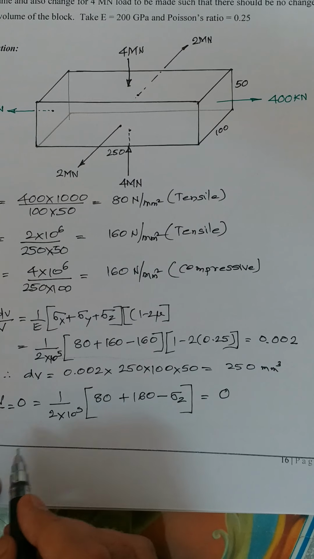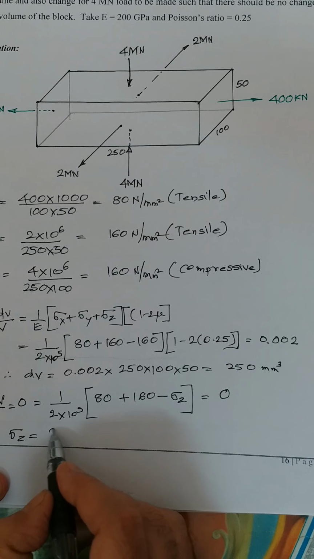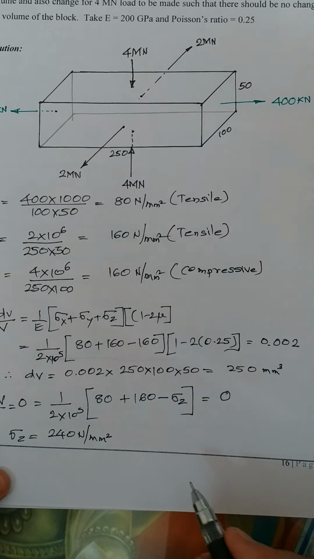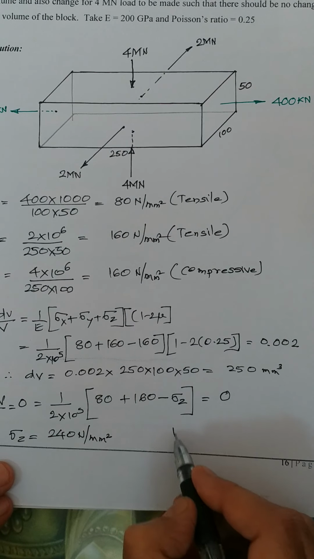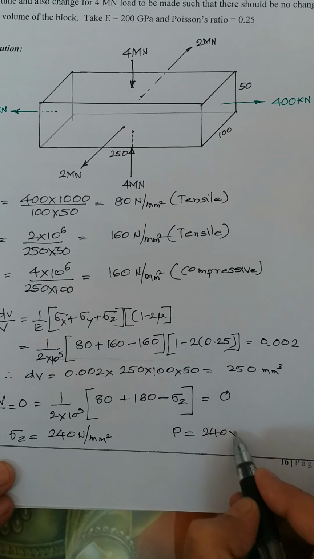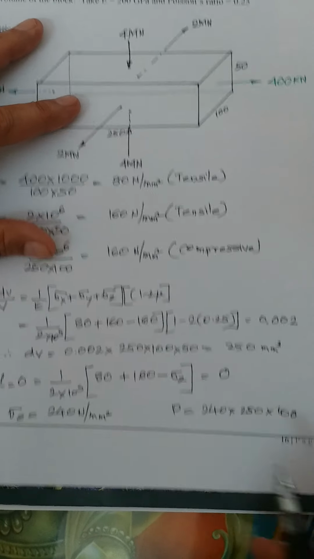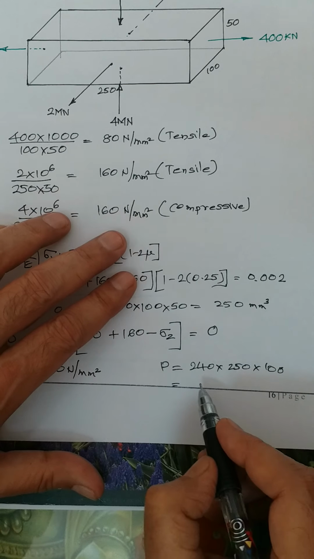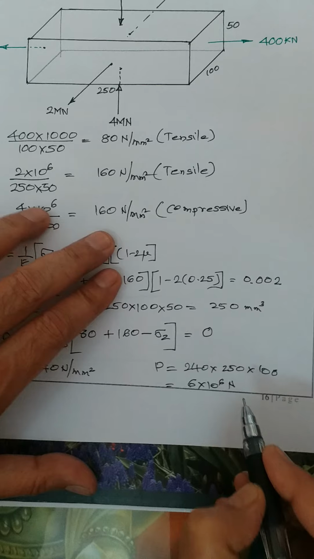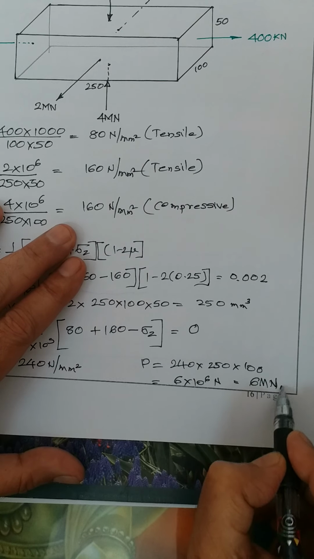So from this condition sigma z will be equal to 240 Newton per millimeter square. Okay. So in that case P will be equal to stress multiplied by area, that is 240 multiplied by area 250 by 100. So this works out to 6 into 10 raised to 6 newtons, that is 6 meganewton. 6 meganewton is the answer.